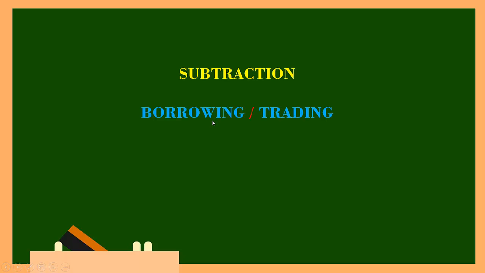Our today's topic is subtraction, borrowing or trading. First of all, let us see the places that we have learnt in the number system. Ones, tens, hundreds, thousands, and so on. Why I'm saying the places while we are learning borrowing in subtraction, it has a meaning. If you know these very well, then it is easy for us to do the borrowing in subtraction.